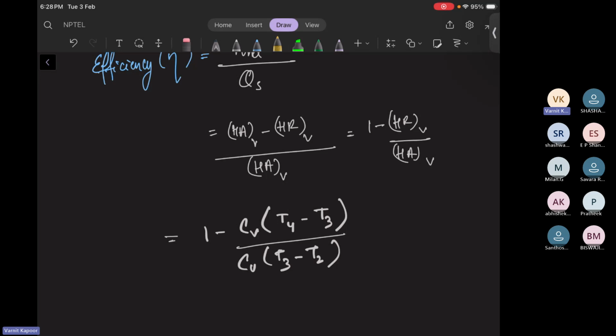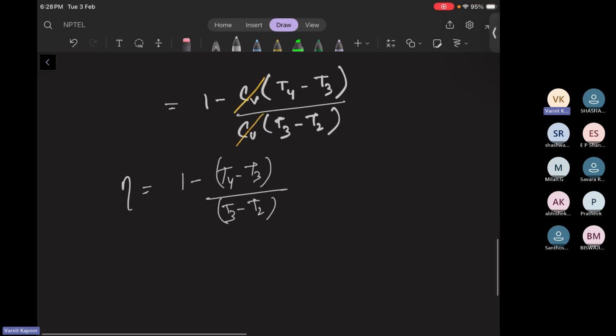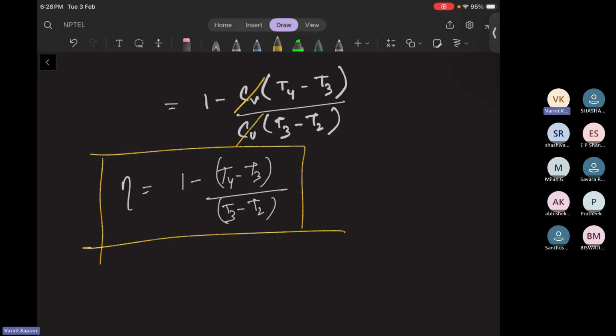we can cancel out the cv. So our net efficiency will be 1 minus T4 minus T1 to that of T3 minus T2. This is the net efficiency of the system so far. Okay. So let us box it out. Net efficiency of the system.